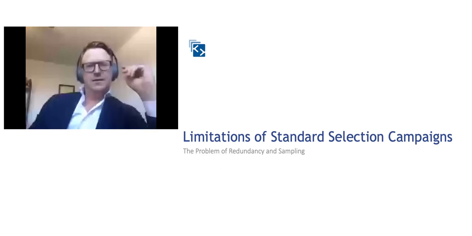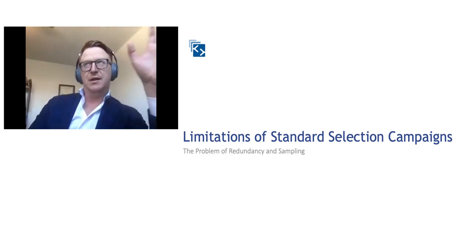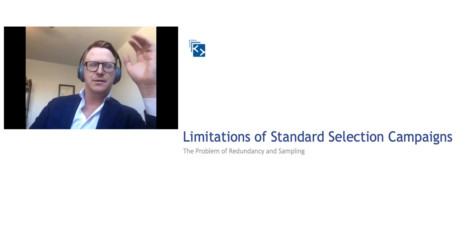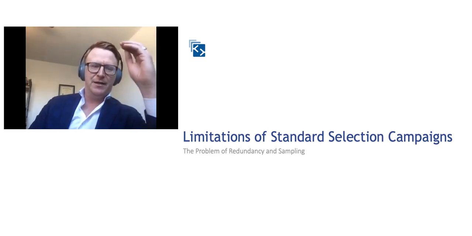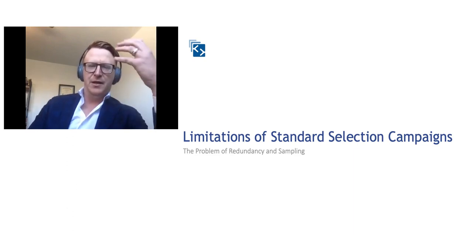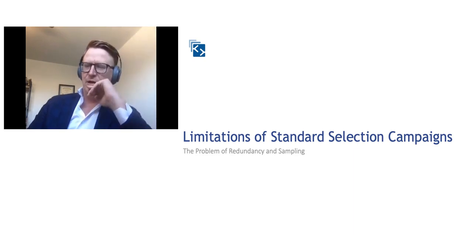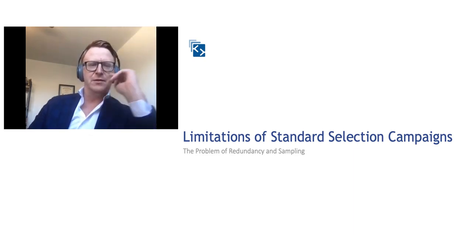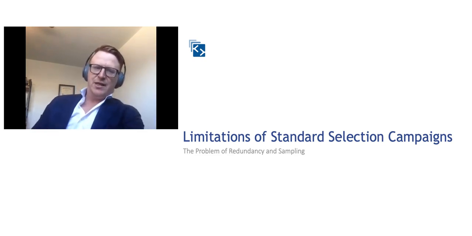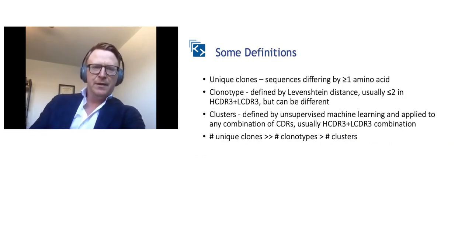Okay, so coming downstream, I'm going to talk about how we're selecting and how we employ next generation sequencing to identify candidates in a streamlined fashion in some of the pipeline that we incorporate, and using this in our cloud-based discovery platform as well. So first, I just want to get into some of the limitations of standard selection campaigns, and particularly the problem of redundancy and sampling. So just some basic definitions up front.